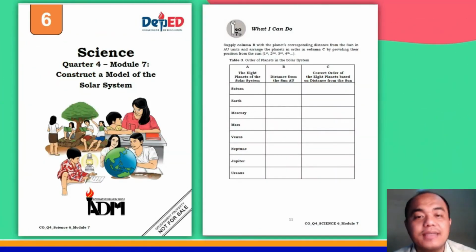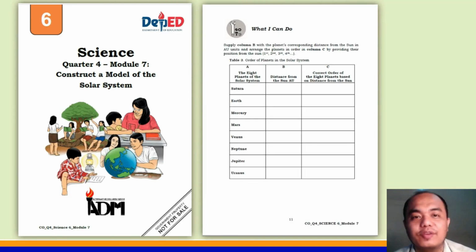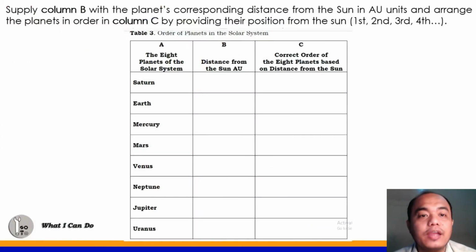Now this time, let's have the what I can do part of your module. Direction, supply column B with the planet's corresponding distance from the sun in astronomical unit and arrange the planet in order in column C by providing their position from the sun. Write first, second, third, fourth, and so on and so forth. So we will identify the astronomical unit in each planet here.